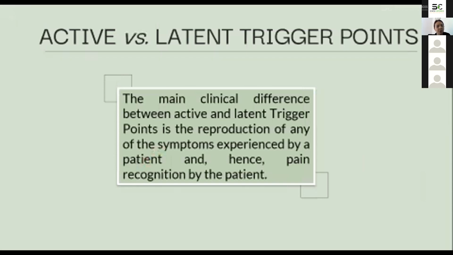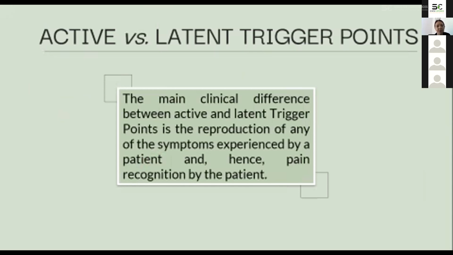After the diagnosis of myofascial pain syndrome, we must check if trigger points are active or latent. Classically, the main difference between active and latent trigger points is that active trigger points are related to spontaneous and continuous pain over time, while latent trigger points are painful only when stimulated.